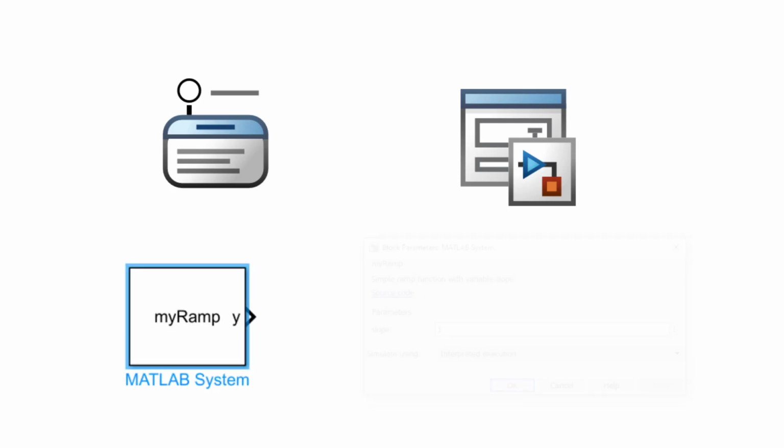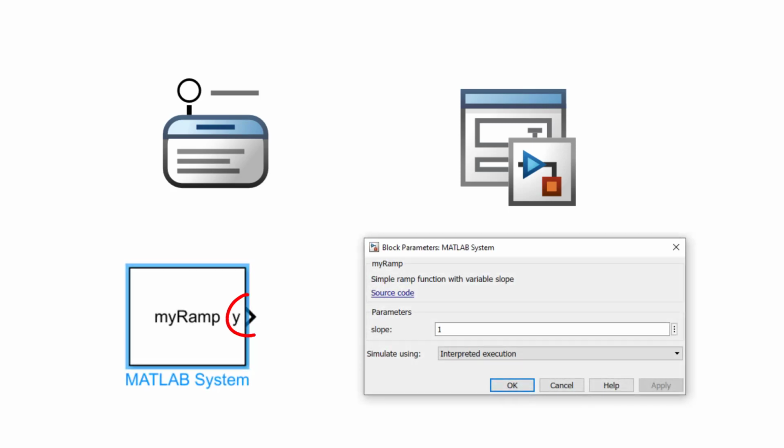Which brings us to Simulink. Creating MATLAB system objects will allow you to create MATLAB code that handles states, provide custom dialog boxes and block ports, and enable access to two separate simulation modes.